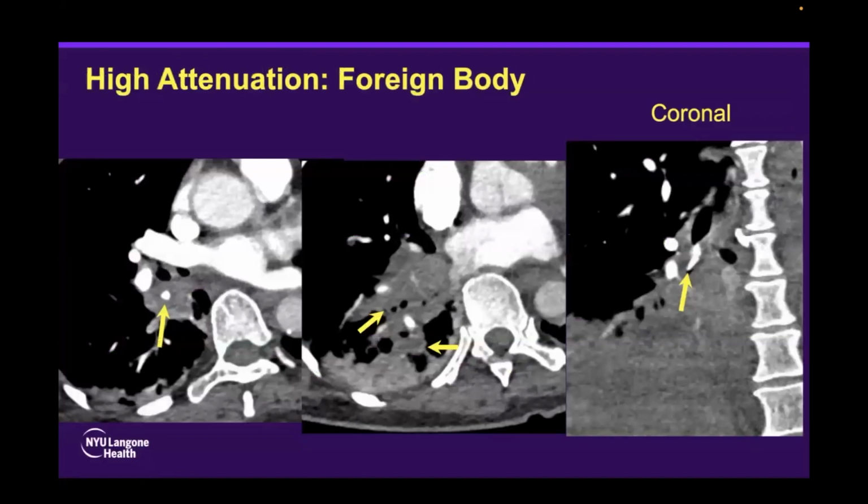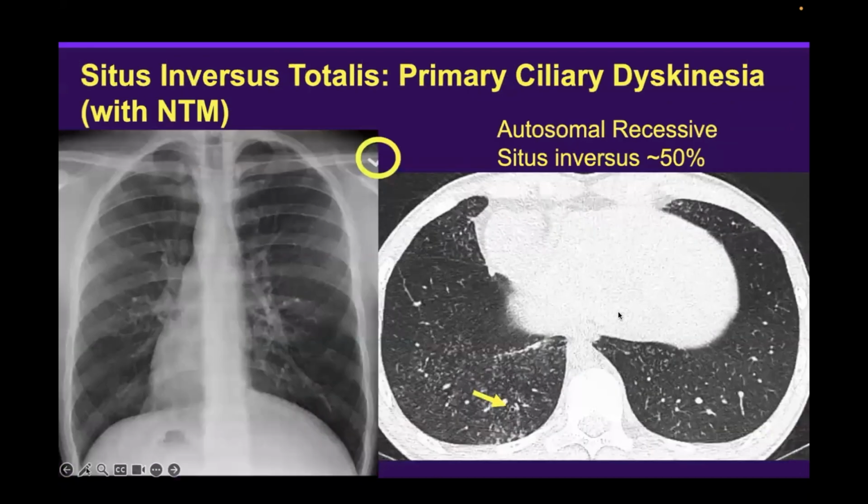Here's an example of a foreign body. We can see how it's dense, and there's a large amount of inflammation within the airway and pneumonia distal to the radiodense foreign body. And this is seen on the coronal image to lie within the right lower lobe airway.